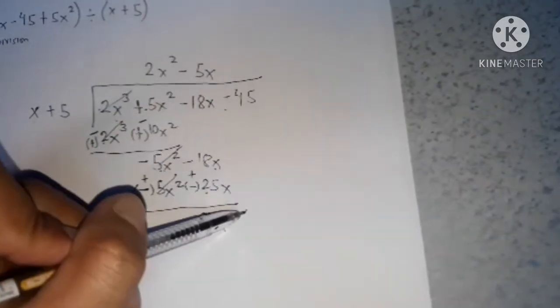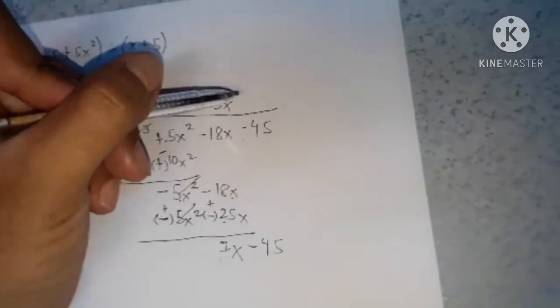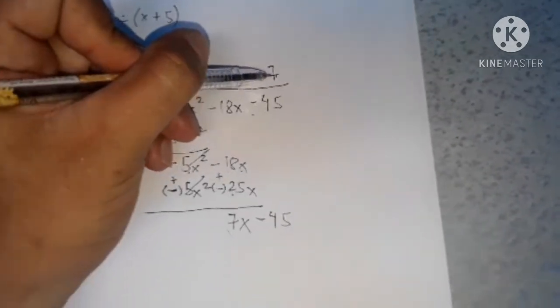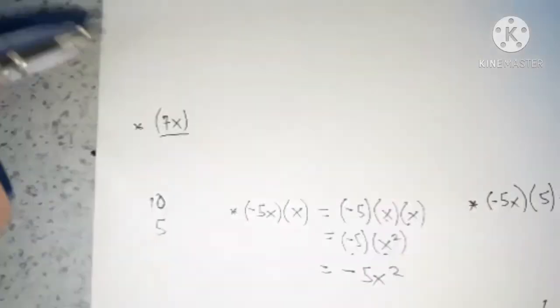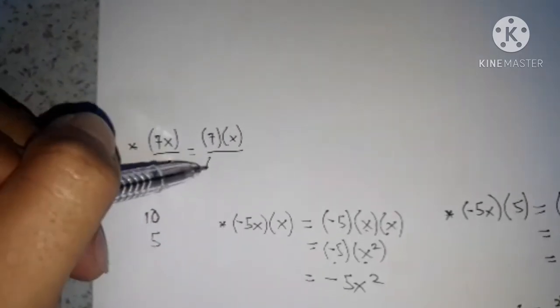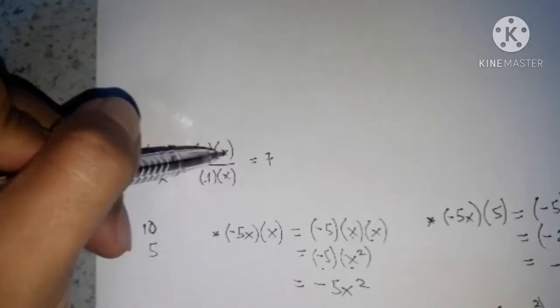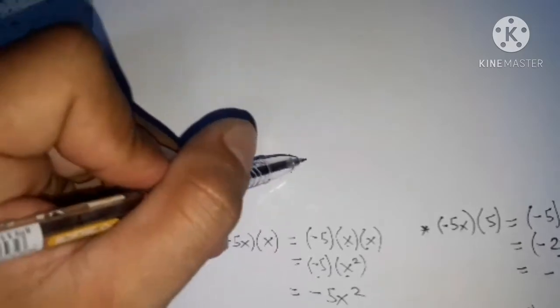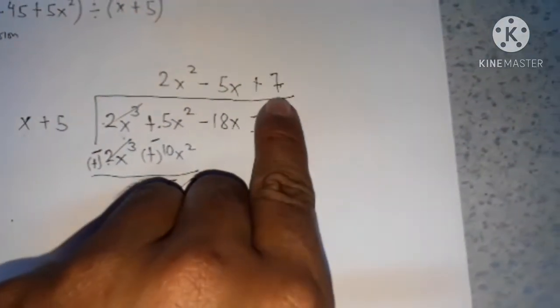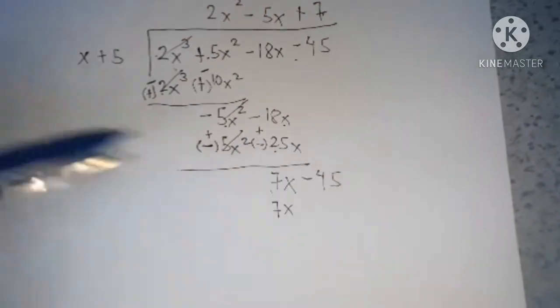And then bring down negative 45. So divide ulit. 7x divided by x, that is simply 7 or positive 7. Paano yun nangyari? So you have 7x divided by x. So you have, this is 7 times x divided by, this is 1 times x. So 7 divided by 1, that is 7. And then x divided by x, that is 1. 7 times 1 is 7. Kaya siya ay 7. Then multiply 7 times x. So that is obviously 7x.